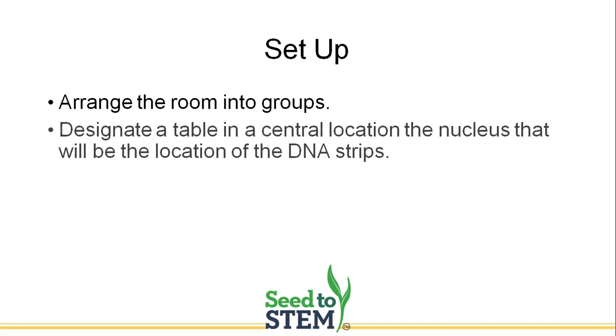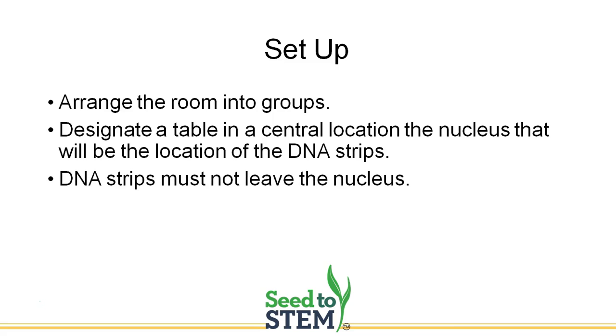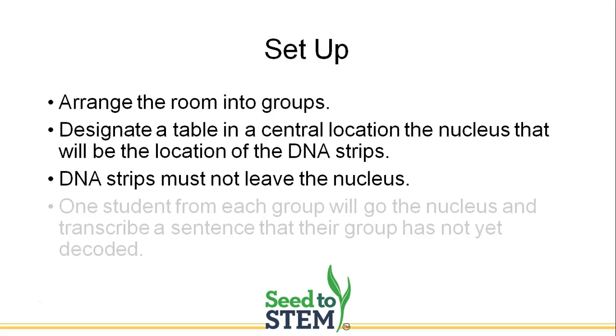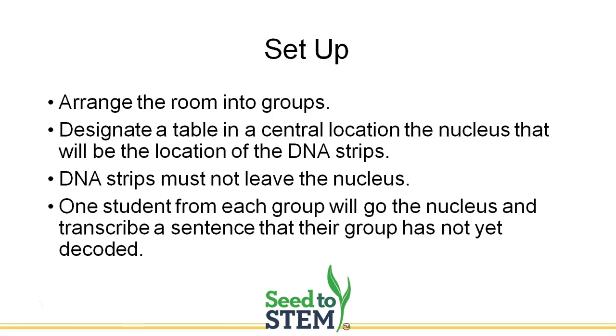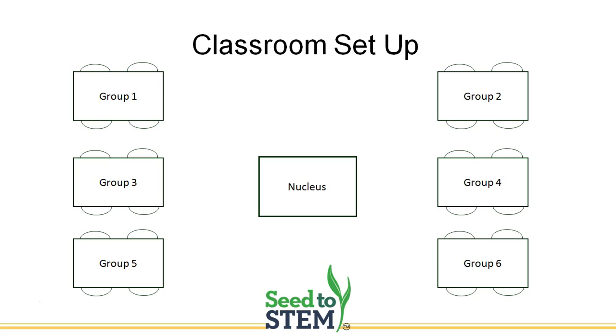Arrange your room so that groups of 4 will have a place to work around a central location. Designate a table in the center of the room the nucleus. This will be where the DNA strips are located. Remind students that the DNA strips must stay on that central table as they cannot leave the nucleus. Their group's working area will be the model of the ribosome. One student from each group will move to the nucleus and perform the role of RNA polymerase and will transcribe the DNA into mRNA.